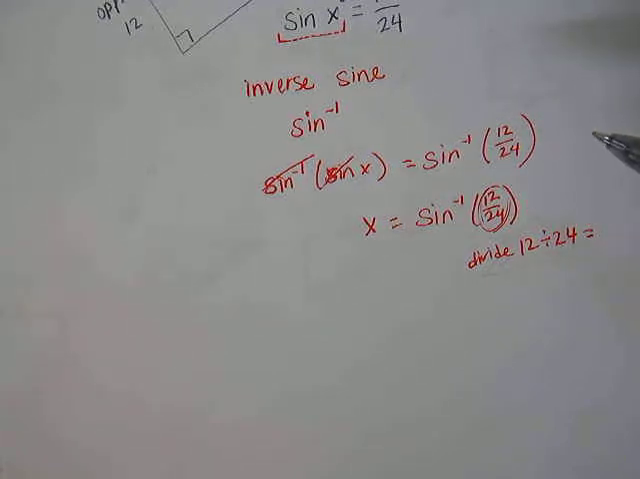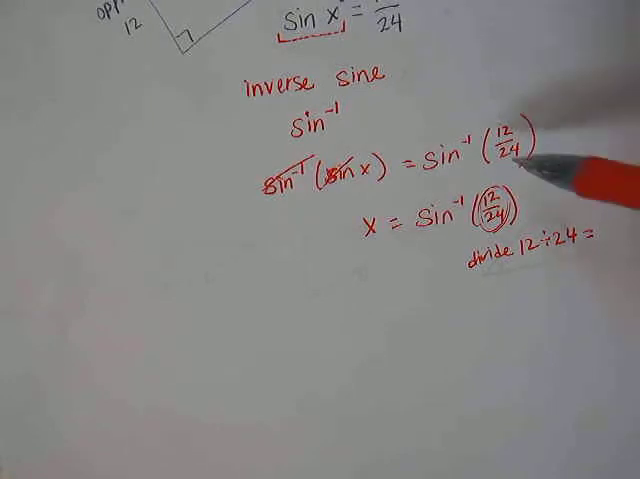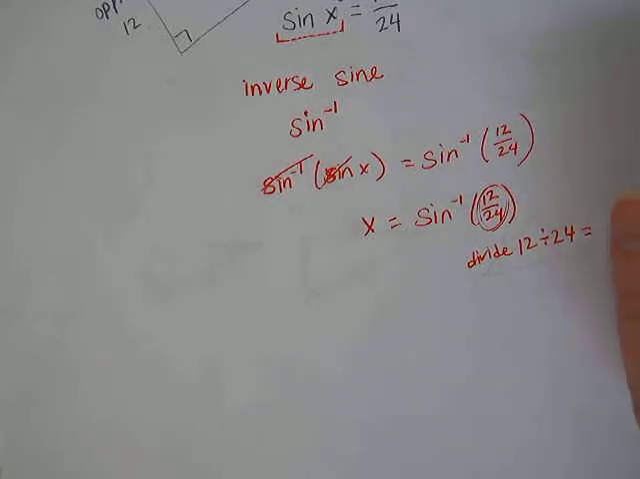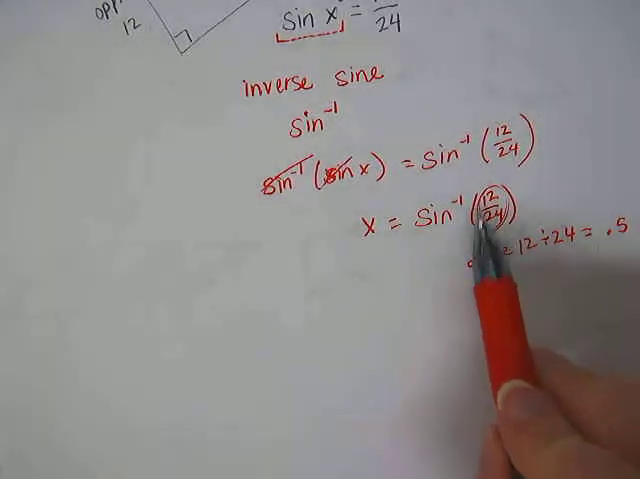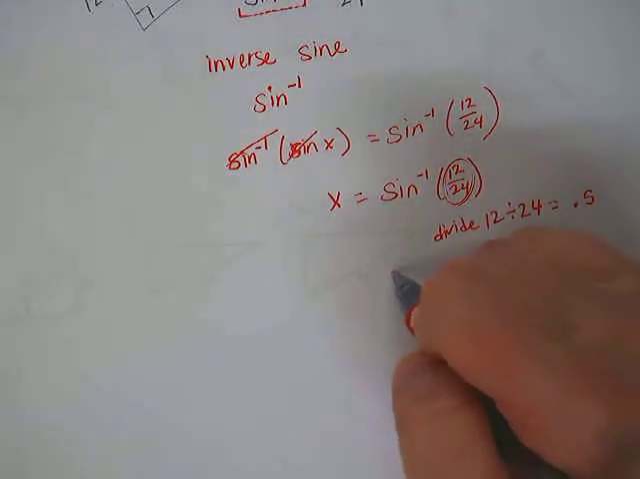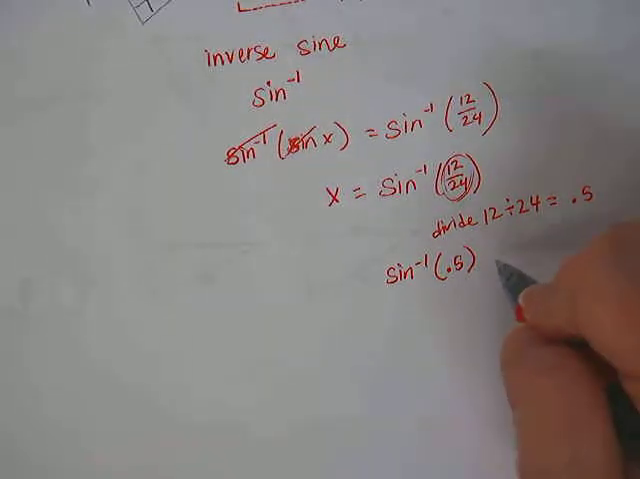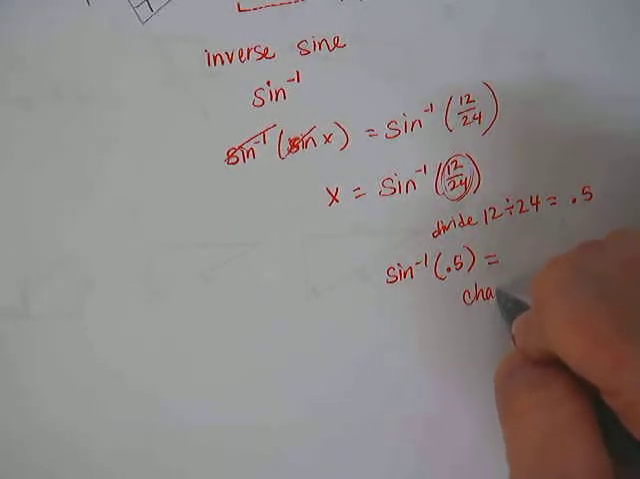What do you notice about the relationship between 12 and 24? It's not 2. If you go 12 divided by 24, or if you reduce this fraction, 12 over 24, what does it reduce to? 1/2, which is a completely different number than 2. Okay, so 12 over 24 reduces to 1/2. What's another way of saying 1/2? 0.5. So I can change this fraction to a decimal. So then I have the inverse sine of 1/2, or 0.5 instead.